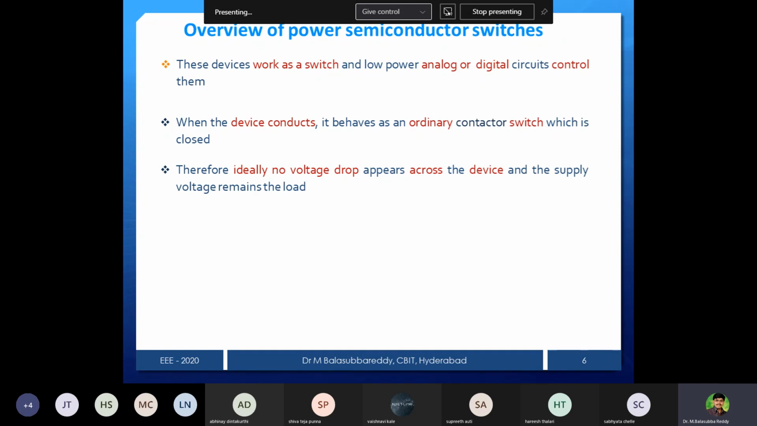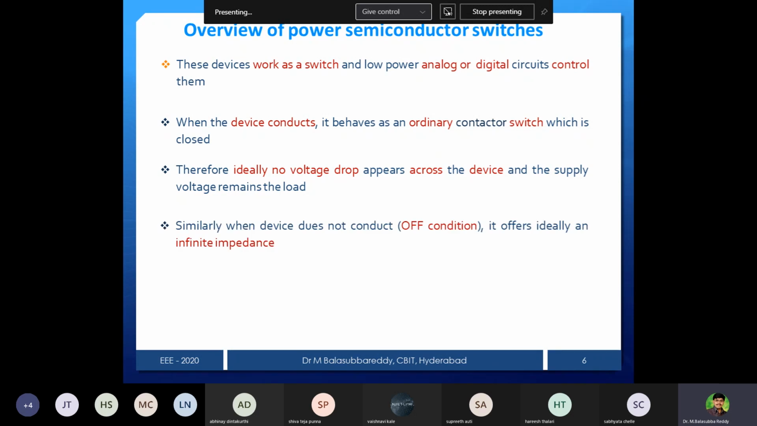So ideally, no voltage drop appears across the device. Once the device is on, the voltage drop is very negligible. We can't say zero, but it is almost very small. It may be 1 volt or 1.5 volt, like that. It is very small when you compare it to the load or source. You can neglect that also.